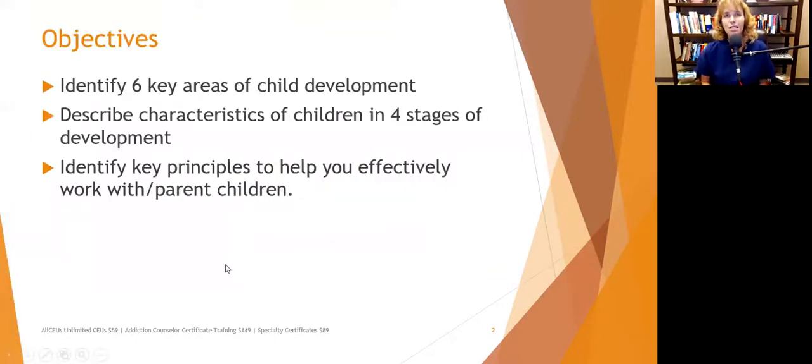In this presentation, we're going to talk about 6 key areas of child development. And basically, we're talking about the biopsychosocial development of children in 4 stages. And we're not going to do infant toddler today. We're going to start with preschool, elementary school, middle school, and high school. And then we'll identify key principles to help you deal effectively and work with or parent children.